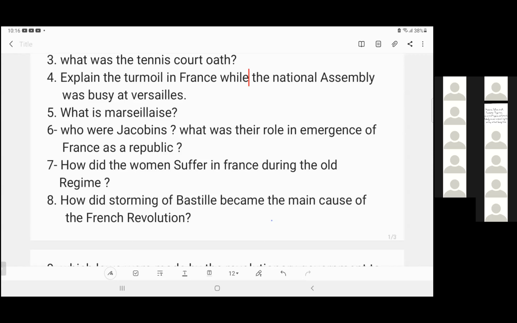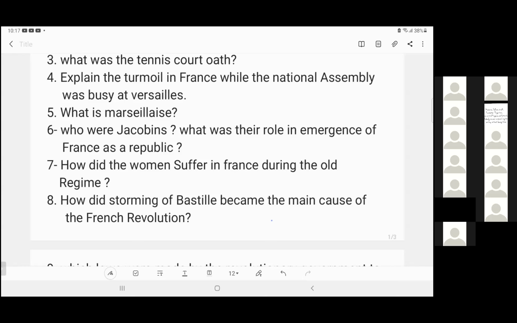And ma'am, the first point will be increase of taxes or the wages. Taxes इसमें होगा. There was no increase in wages. Wages could not keep pace with the rising prices. That is why people went against the king, and because the wages were not increasing, subsistence prices prevailed. ठीक है.